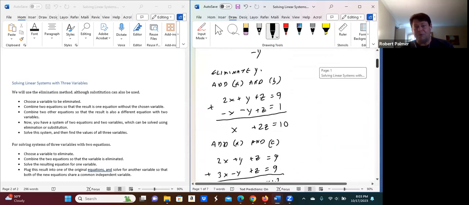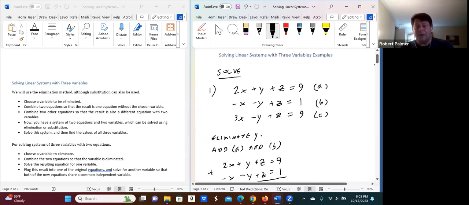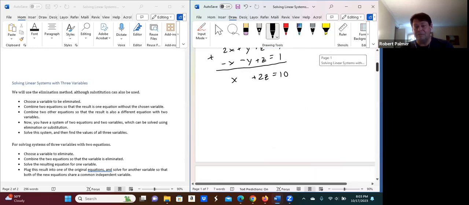Let's go back up and pick one of the original equations. It doesn't matter which one. Okay. I think I'll pick the first one: 2x plus y plus z equals 9. If you choose any one of these, that looks like it might be the easiest one to use. So 2x plus y plus z is 9.